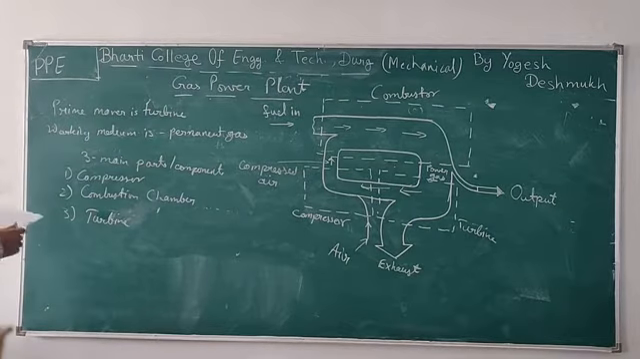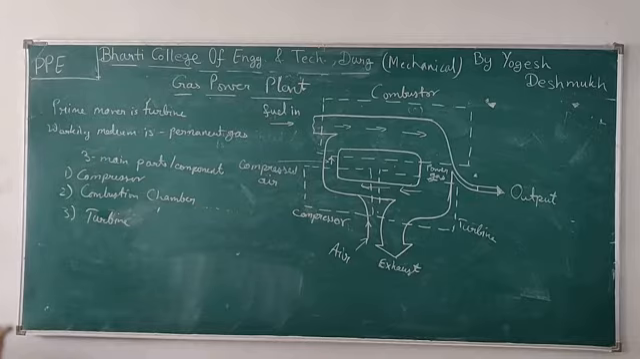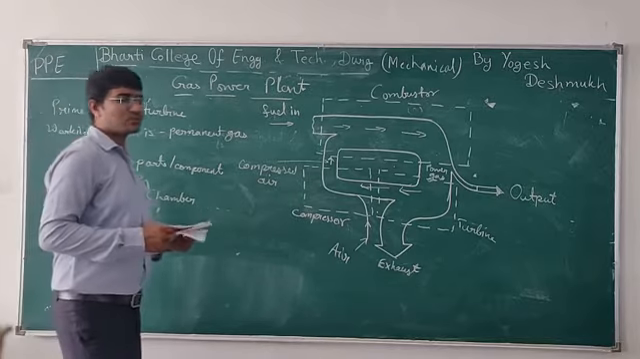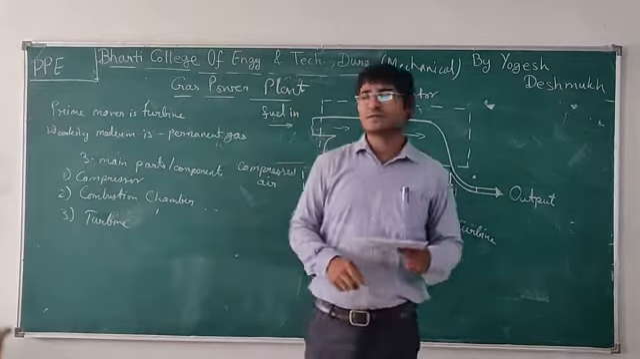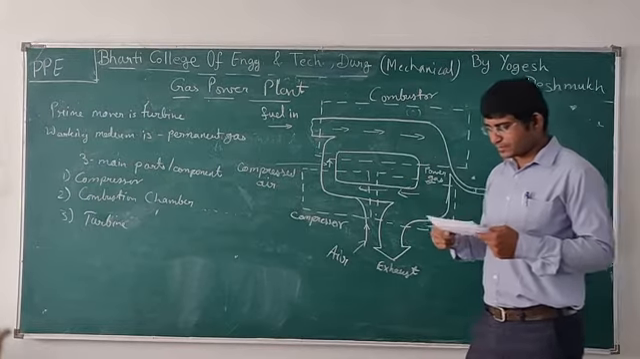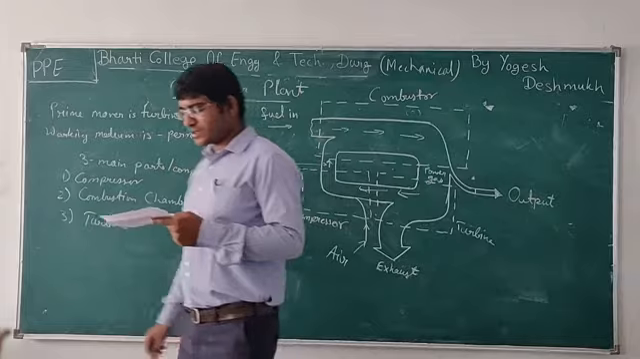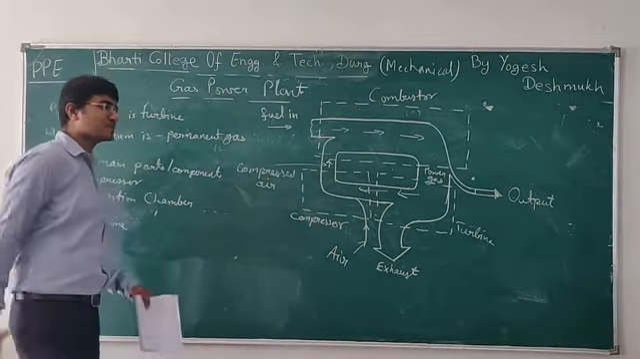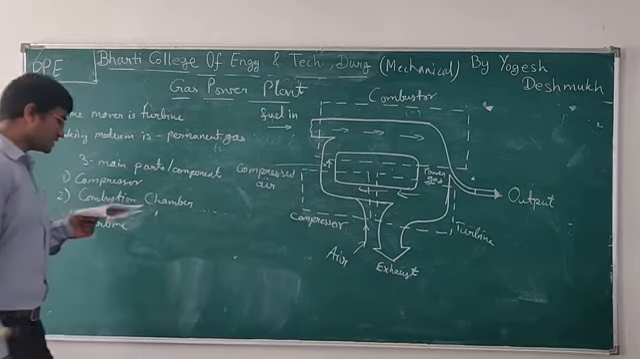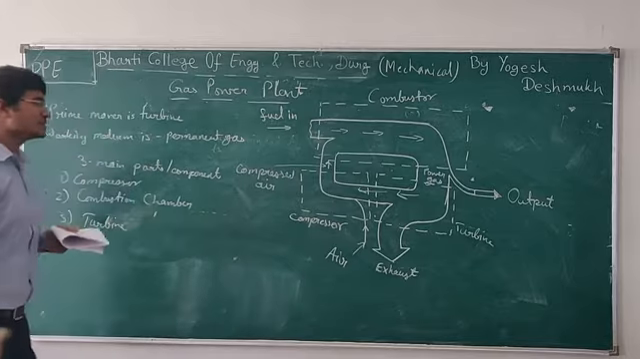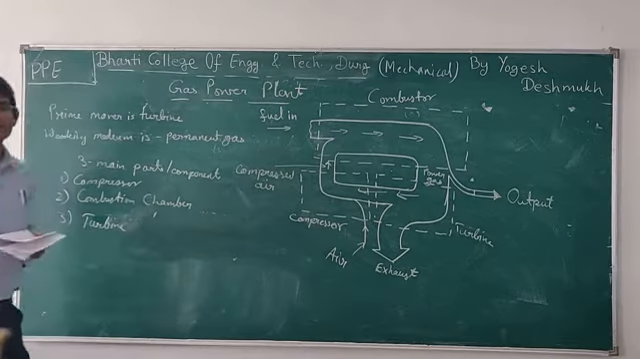What is the work of the air compressor? To compress the air. It is mounted on the same shaft as the turbine because gas turbines are not self-starting, so the compressor is used to start the shaft. Hence, the compressor is connected to the same shaft as the turbine.